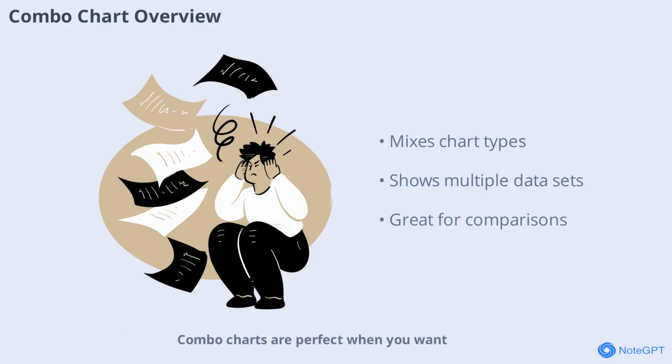Combo charts are perfect when you want to compare different data sets with varying scales. They help you present complex information clearly, making it easier to spot relationships and trends between different variables.